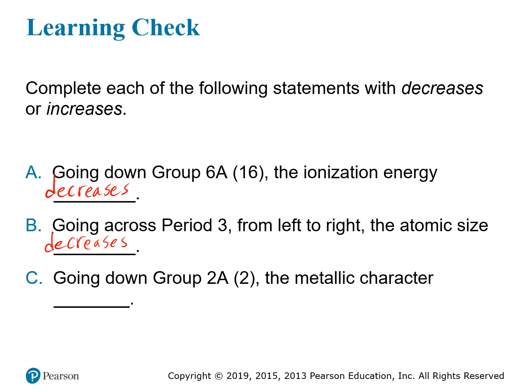Going down group 2A or group 2, the metallic character, well, if we're going down a group, we know that the metals are in the lower left, so if we're getting further down, then we must be getting more metallic. So that means that the metallic character must be increasing. Metallic character increases.